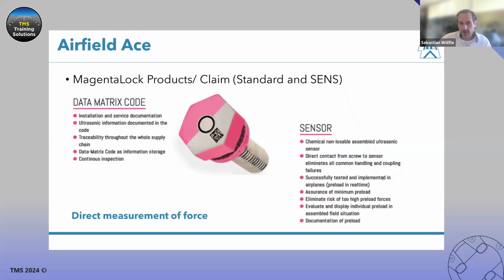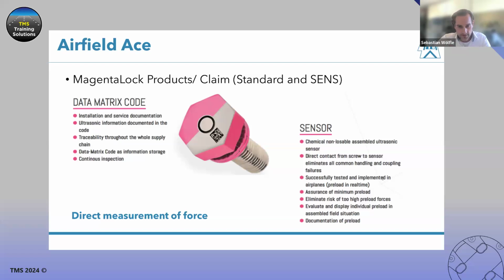Okay, that's an introduction to the product that I use. This is the Magenta Lock product, which has the capability of measuring the direct clamp force. It comes with a data matrix code where one figure for the screw itself is saved, which is the zero runtime. I'll come to that later on. And this sensor is a chemical, non-losable assembled sensor. Those are the two main benefits of this screw. It's really a unique product, each and every screw.